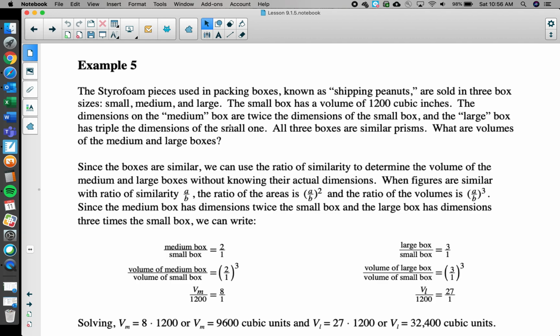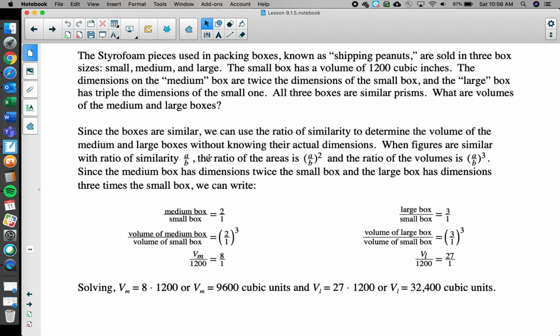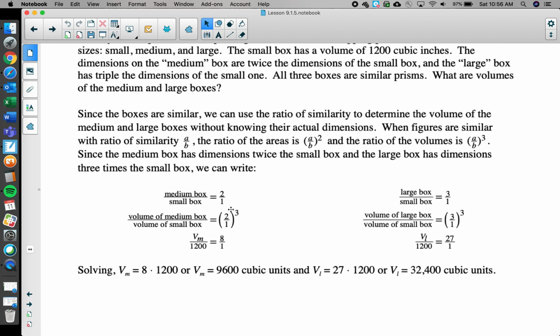The dimensions of the medium box are twice the dimensions of the small box, so there's your zoom factor. And the large box has triple the dimensions of the small one, so there's a zoom factor as well. Okay, so you're trying to use the zoom factor to find your volumes. So if you take a look, here's my zoom factor. From medium to small, it's a zoom factor of 2. Therefore, my volume factor, if you will, is going to end up being 8.